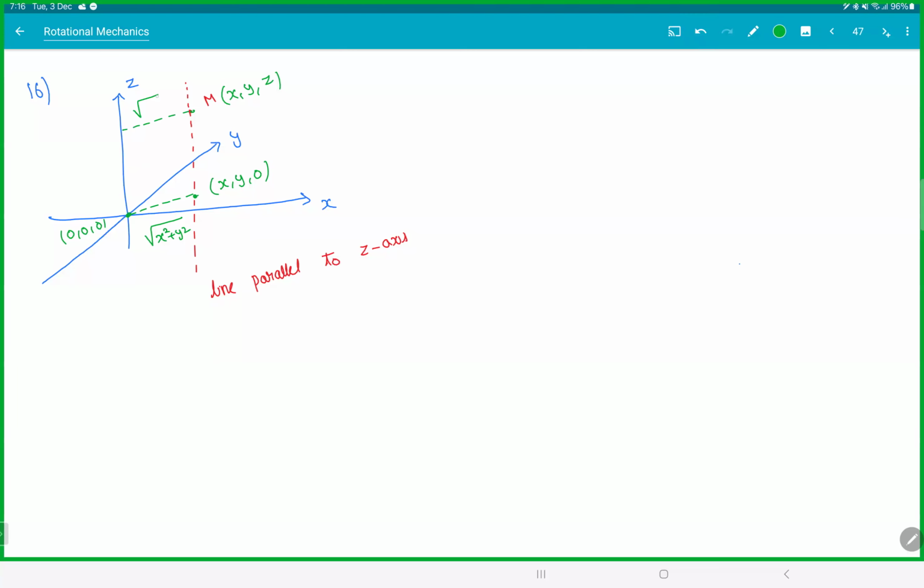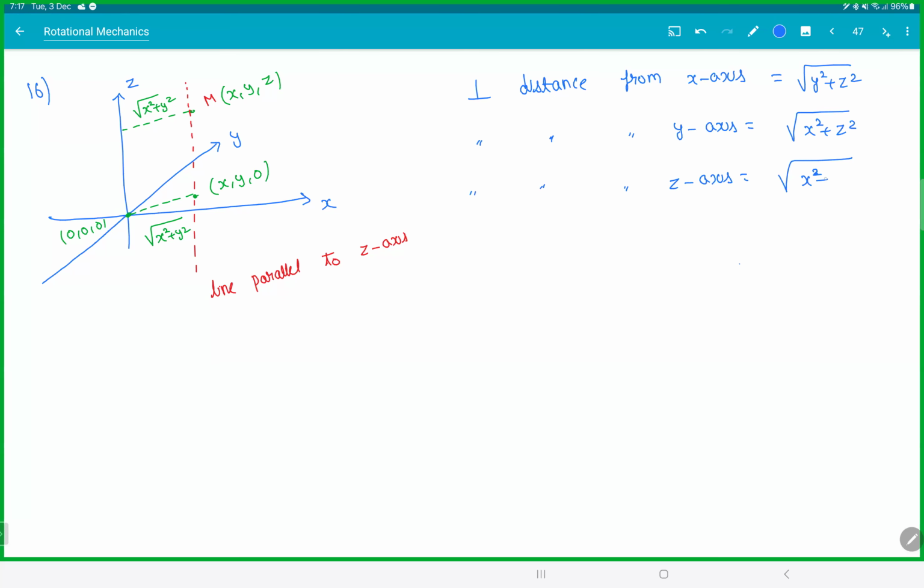So whenever you want perpendicular distance from z-axis, ignore the z coordinate. So this is the thing you can remember. If you want perpendicular distance from x-axis, x coordinate is useless. So when you go parallel to a particular axis, that coordinate won't matter. So root over y square plus z square. If you want perpendicular distance from y-axis, ignore the x coordinate, y coordinate, x square plus z square. Perpendicular distance from z-axis, this formula is important. This we will use again. X square plus y square.